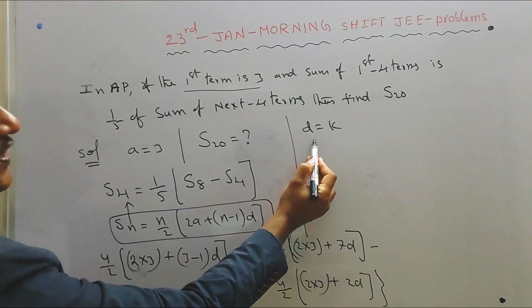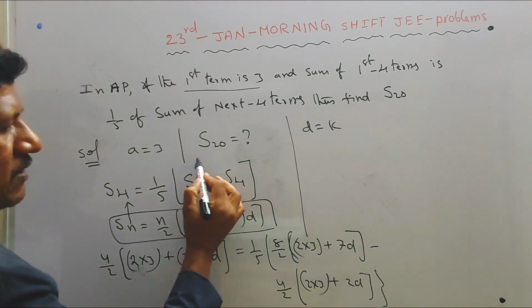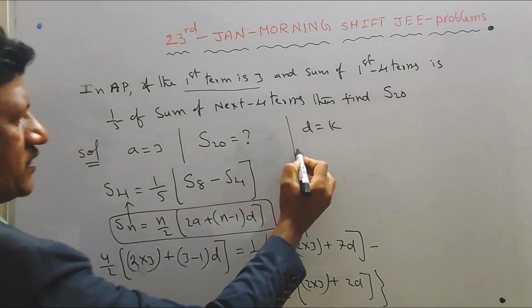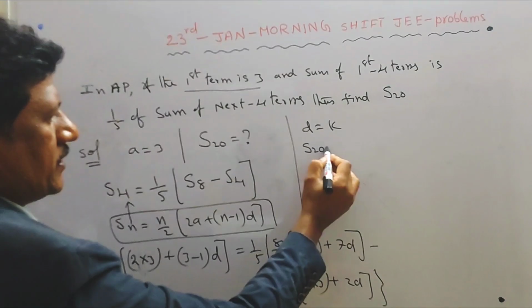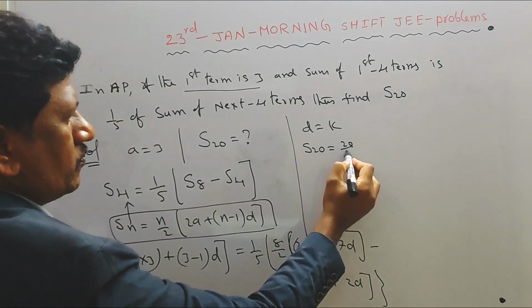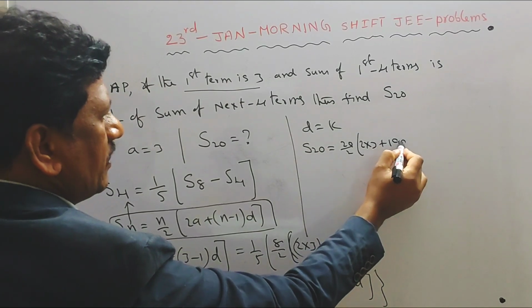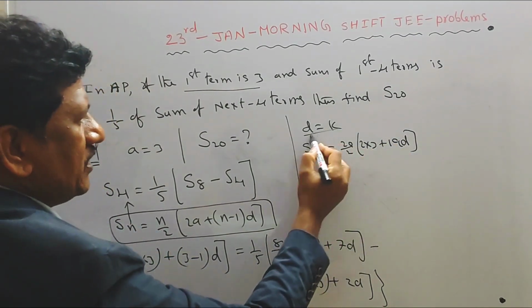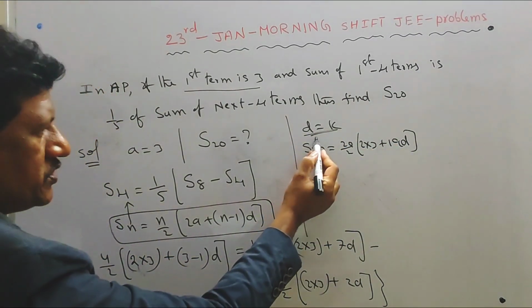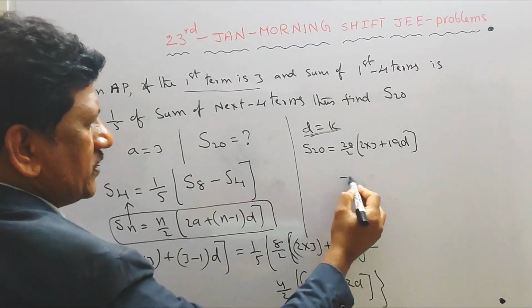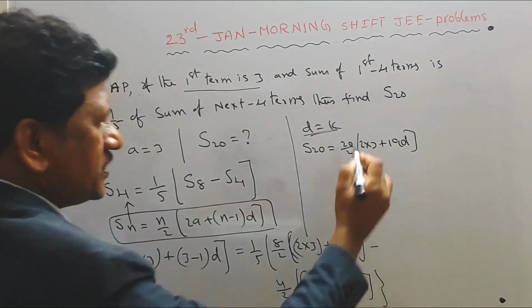Once we get the d value, we need to use this d value to calculate the sum of 20 terms. That means actually S20, that means 20 by 2 into (2 into 3 plus 19d), like that. Already we got the d value. Okay. So use this d value in this step so that you will get the answer. This is the problem.